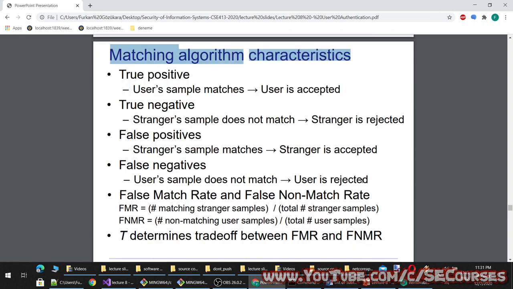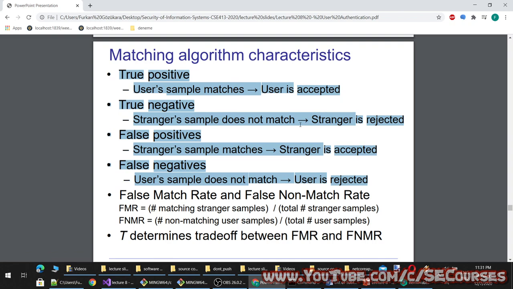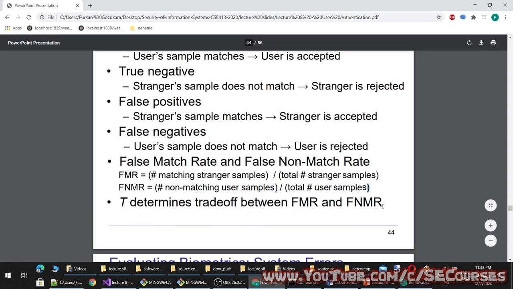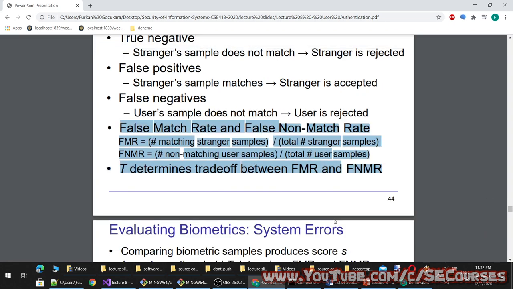Matching algorithm characteristics. True positive: user's sample matches, so user is accepted. True negative: stranger's sample does not match, so stranger is rejected. False positive: stranger's sample matches, so stranger is accepted. False negative: user's sample does not match, so user is rejected. False match rate and false non-match rate: FMR equals number of matching stranger samples over total number of stranger samples; FNMR equals number of non-matching user samples over total number of user samples. T determines the trade-off between FMR and FNMR.